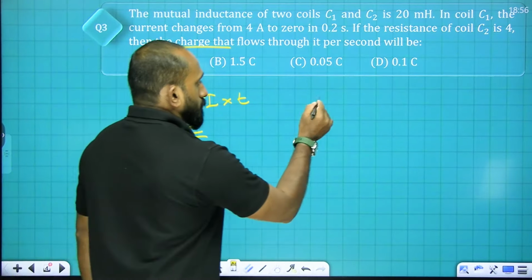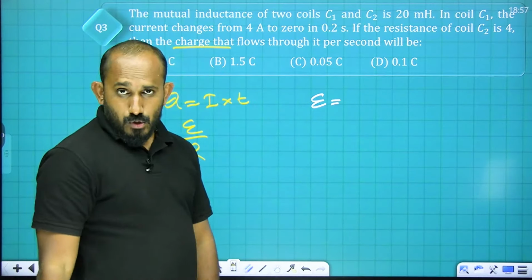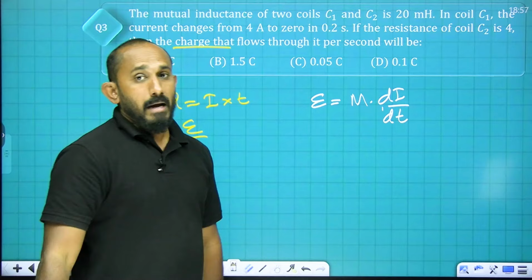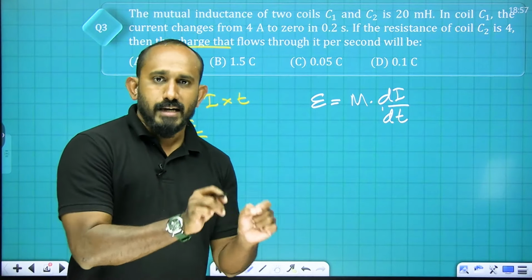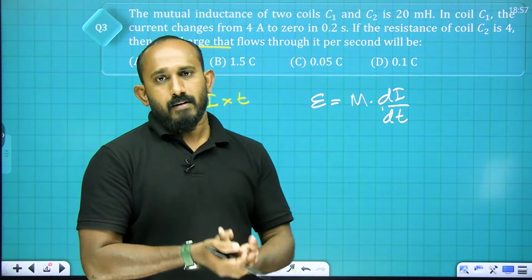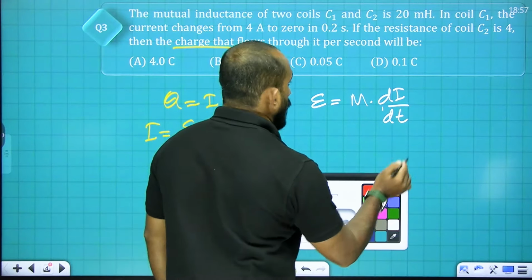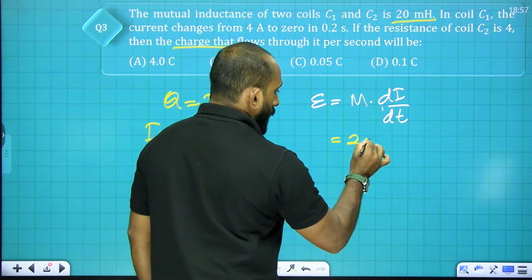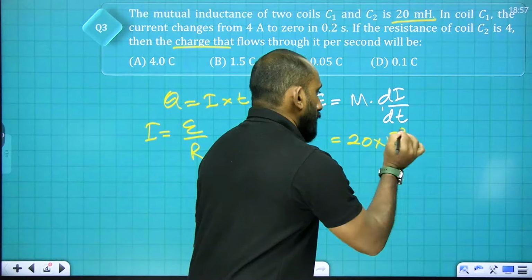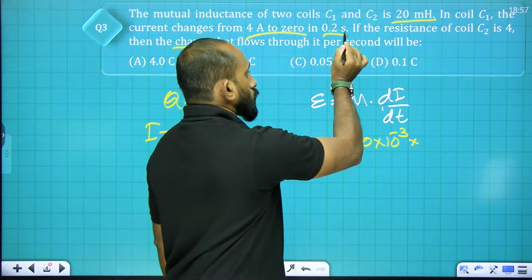Okay. So here, in terms of mutual inductance, we have EMF induced E is equal to M into di by dt, the magnitude. M is the mutual inductance. di by dt is the rate of change of current, or change in current by time taken. So here M is given how much? Millihenry. That's given, 20 millihenry is the value. So it is equal to 20 times 10 raised to minus 3. Change in current is 4 ampere to 0, which changes in 0.2 seconds.